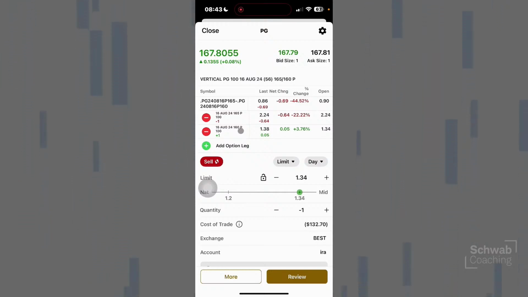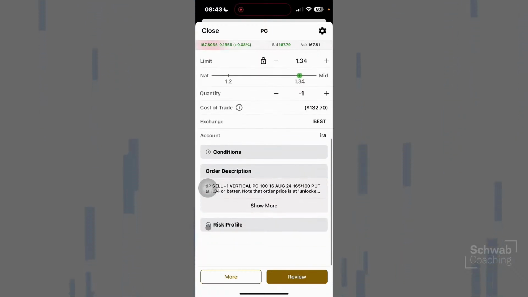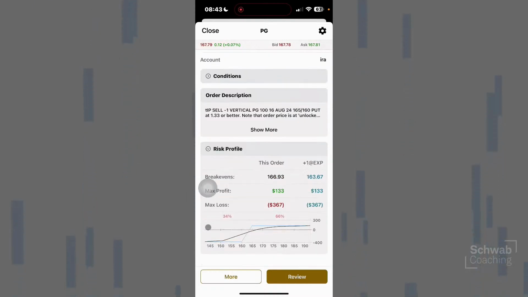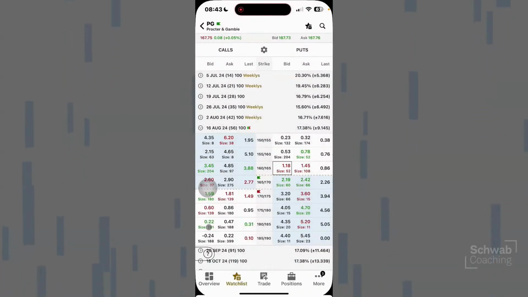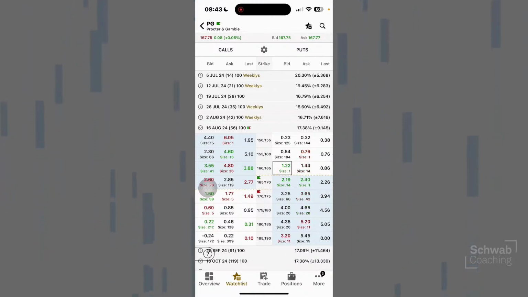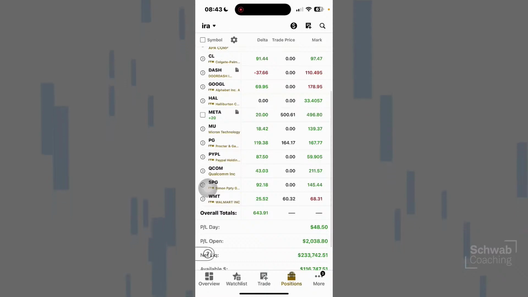Okay, we did that before. We know how that works. We're going to scroll down. We can see the risk profile of that, which is going to look like the other one. It's going to look like a sideways S, okay? Now let's take another viewpoint. Let's imagine that these positions already filled. Where would we actually see those positions? Well, if we went down to the bottom to positions, if you're on an iPhone, or the top left, click on the three lines, find the positions icon, and click on positions.